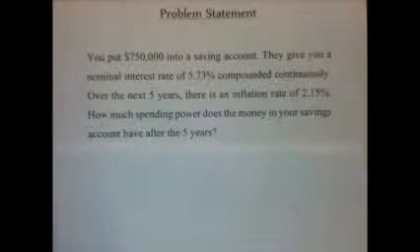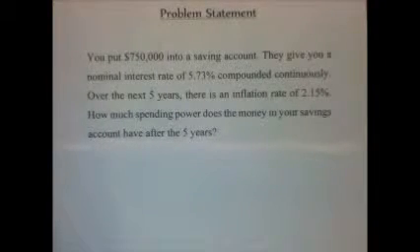To start off, we have the problem statement. It reads, you put $750,000 into a savings account. They give you a nominal interest rate of 5.73% compounded continuously. Over the next 5 years, there's an inflation rate of 2.15%. And the question is asking how much spending power does the money in your savings account have after the 5 years? To start off with this problem, it's important to understand the different givens that are here.